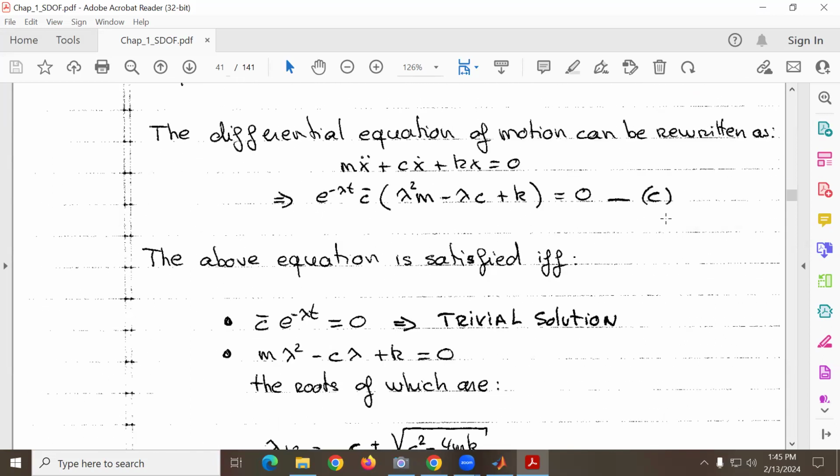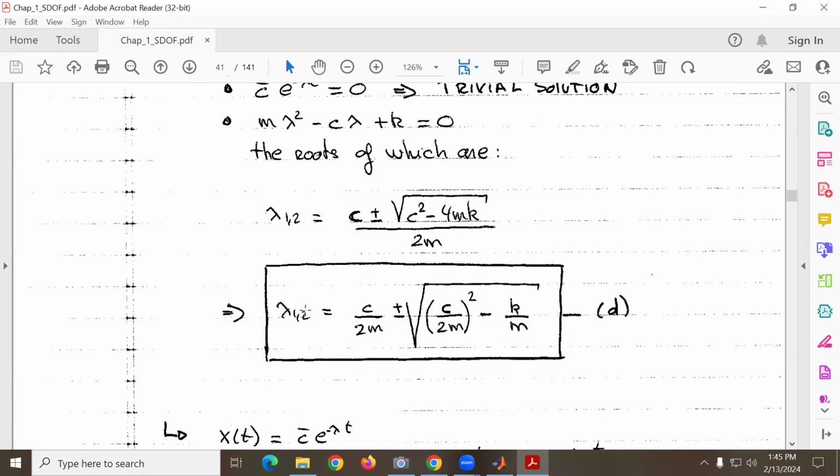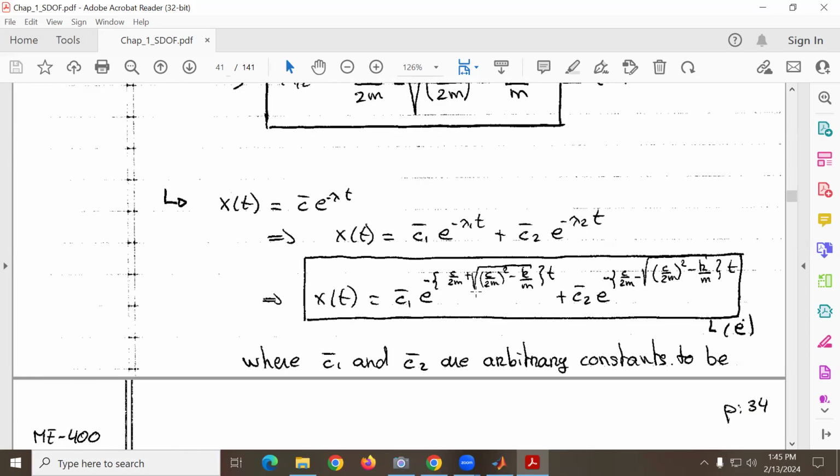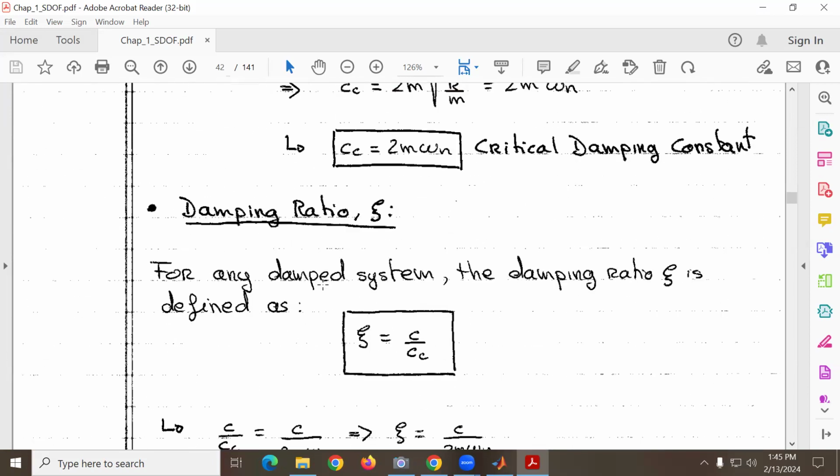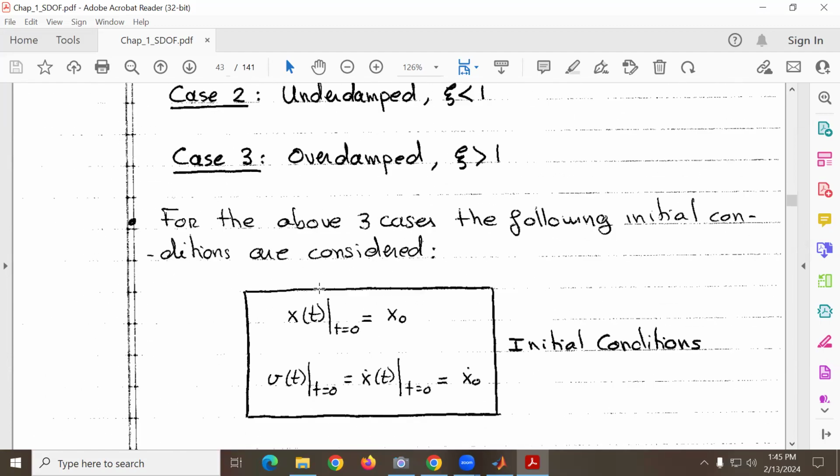You find the characteristic equation. Then you solve for the two roots and you substitute back into the assumed solution, no? That's what we did, okay? All right, and then depending on the damping, we did all this stuff.